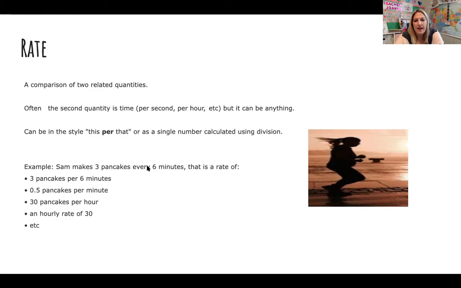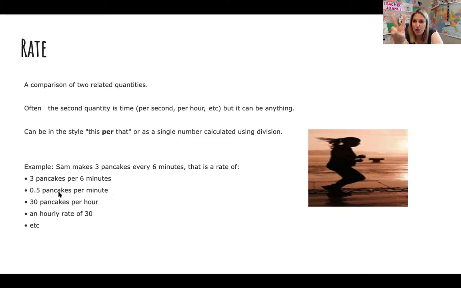It's just very simple. Here's an example. Sam makes 3 pancakes every 6 minutes. That is a rate of 3 pancakes per 6 minutes. That's simple. It's stated here. Now, if we wanted to get a minute, we would have to take 3 pancakes and divide it, right, to get the rate per minute.